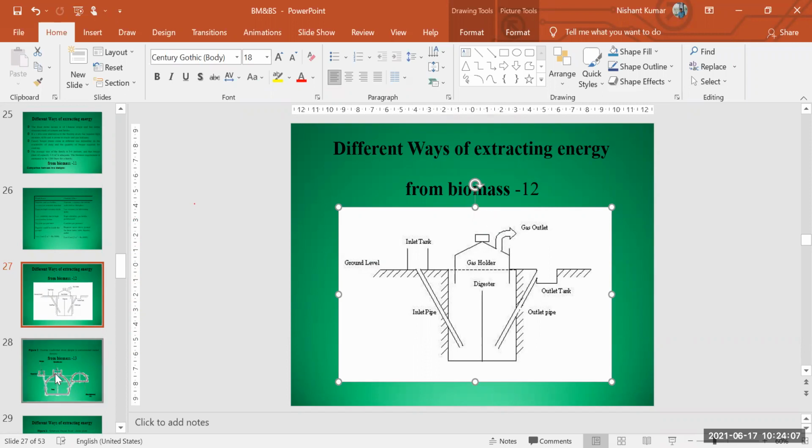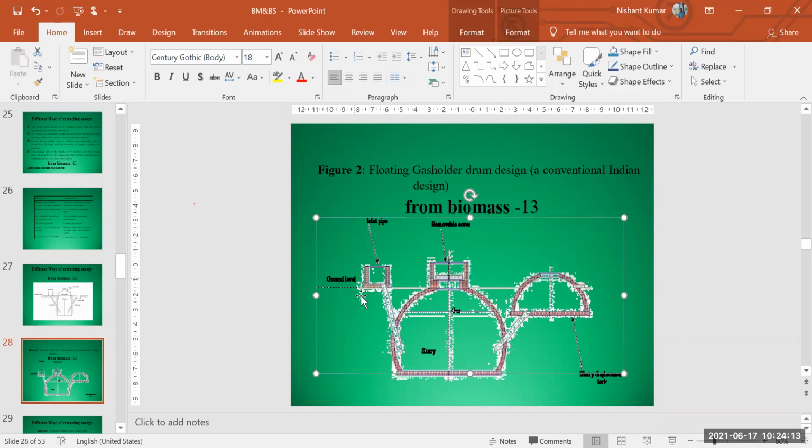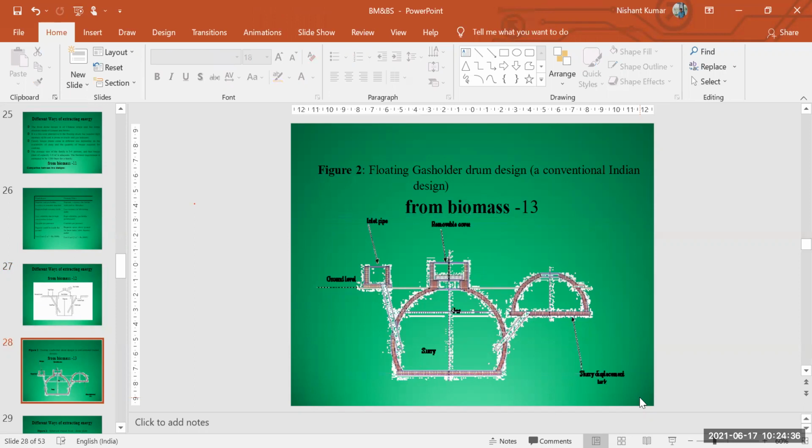You could see this particular point as well. This is your inlet point, and this is the ground level. This is a slurry, a mixture of human and cattle dung mixed with water. At this point, with the bacteria, the gases are formed. The residue and the waste are collected in this portion, and after combustion these gases can be used. This is your floating gas holder drum design, a conventional Indian design.